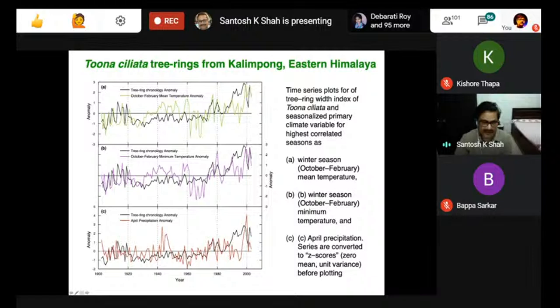Here also in the Kalimpong region, the winter temperature has risen, and it is perfectly matched with the growth of the tree. So all the winter temperature is rising in this recent period.